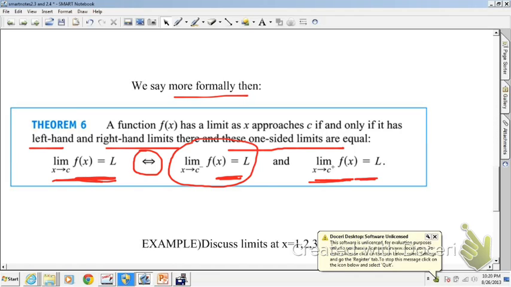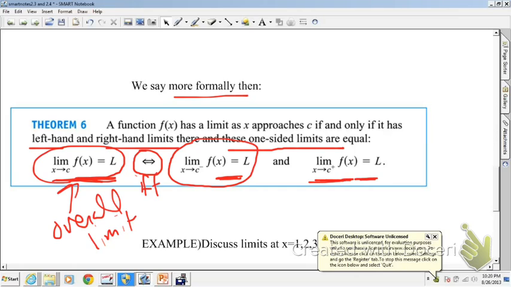And you could say that the other way around. So here I'm going to read it this direction. I like to read this as the overall limit. So the overall limit as x approaches c is equal to L, double if and only if, basically the limit from the left exists and it's equal to L, and the limit as x approaches c from the right exists and is also equal to L. So basically that left-hand and right-hand limit have to be the same. They have to be equal to L in order for the overall limit as x approaches c to equal L. Okay, hope that helps.